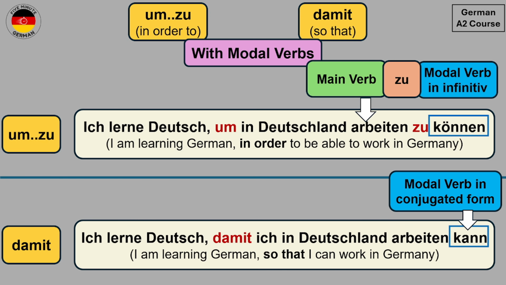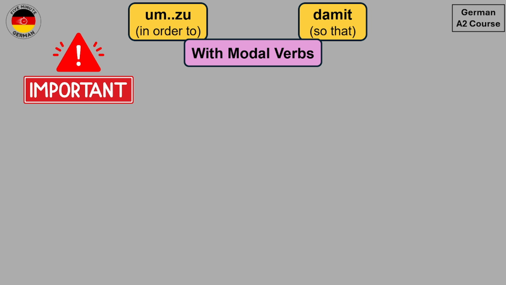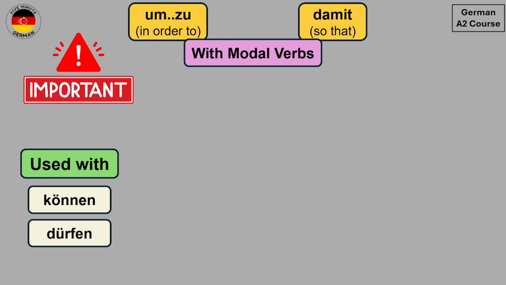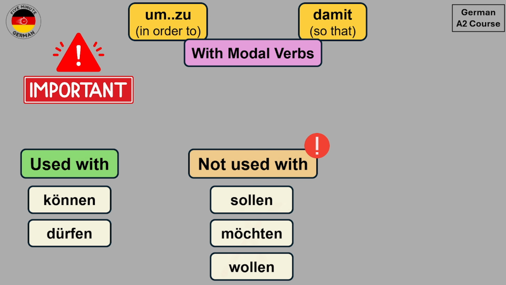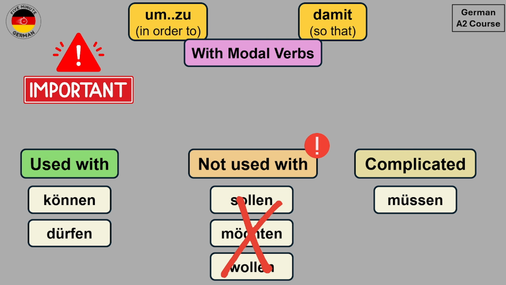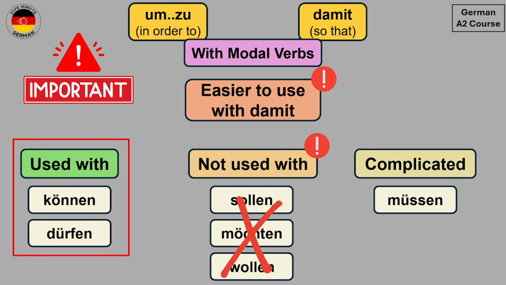Now there is one important point that you have to keep in mind when you use um zu and damit with modal verbs, and that is that um zu and damit are used with the modal verbs können and dürfen. With the modal verbs sollen, möchten and wollen, we cannot use um zu and damit. And müssen can be used with damit, but its use is a little bit complicated. Now to be on the safe side, my tip for you would be that the modal verbs können and dürfen are easier to use with damit as compared to um zu.